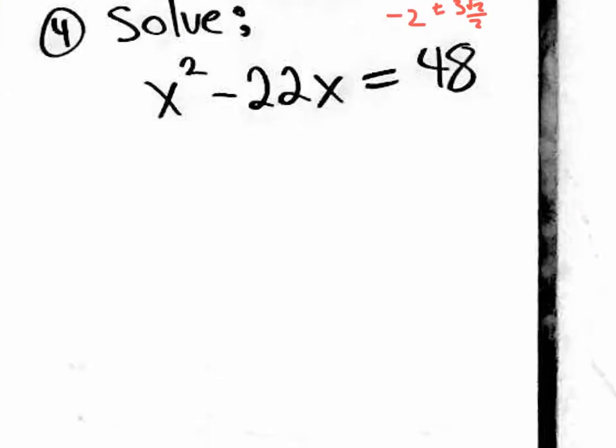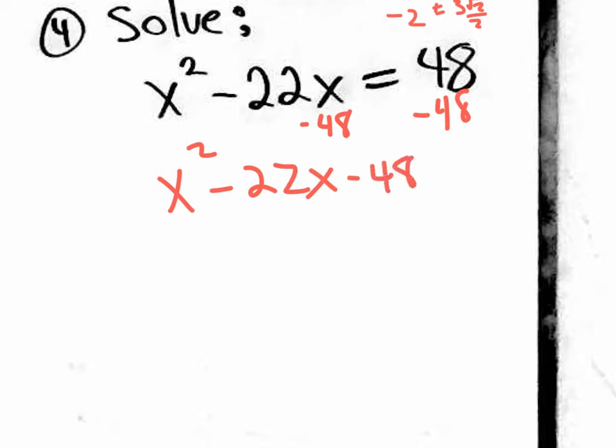So on number 4, we could move over the 48 by subtracting 48 on both sides, which means we'd have to rewrite it. X squared minus 22x minus 48 equals 0. And you guys mentioned we could use the quadratic formula, and that's absolutely true. But what's a better option here? What was the very first way that I showed you guys how to solve these quadratic equations? Factoring, splitting, and solving, right? So always go with that first method.